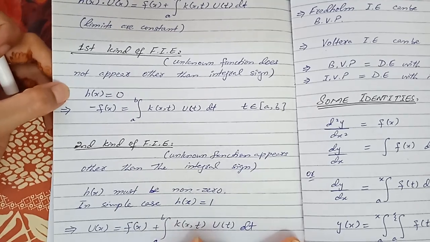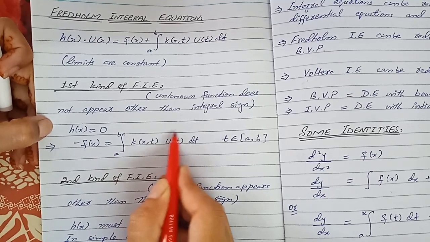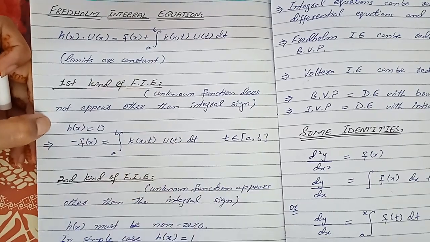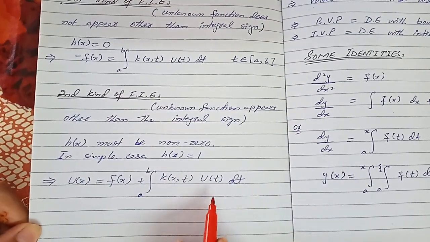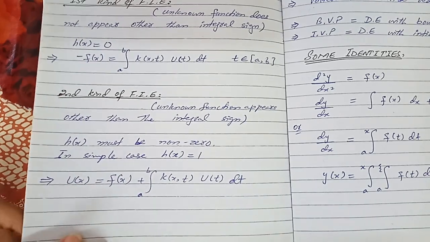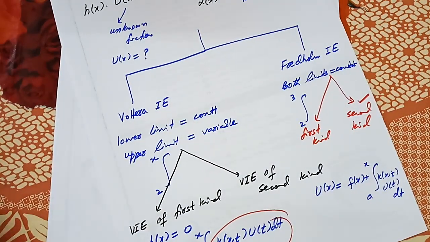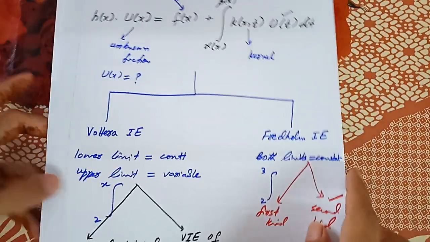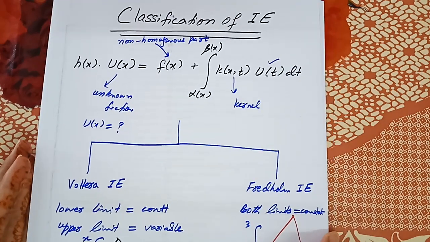You can see here, in the first kind of Fredholm integral equation, there is only one unknown function under the integral sign. While in the second kind of Fredholm integral equation, this unknown function is appearing under the integral sign as well and other than the integral sign as well. So I hope you understand this classification. This classification is very useful in solving the integral equations. So next time we will move on to the solutions of Volterra and Fredholm integral equations.